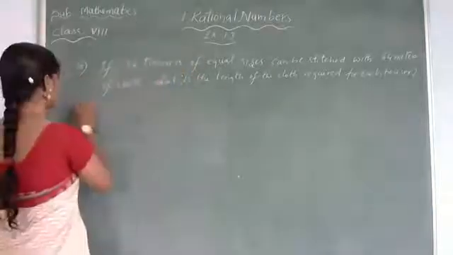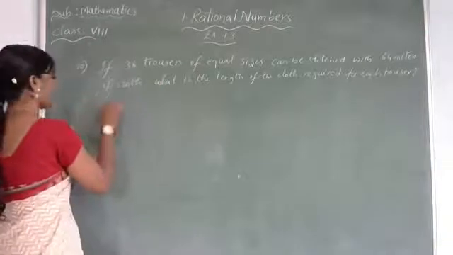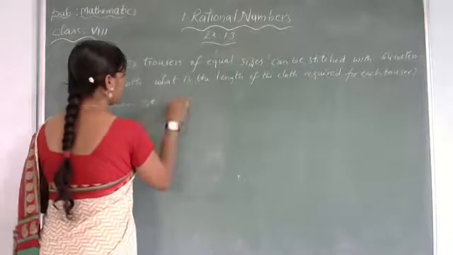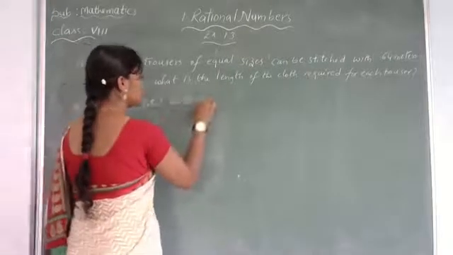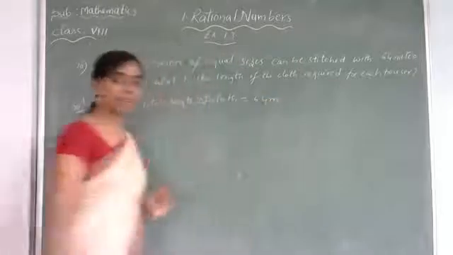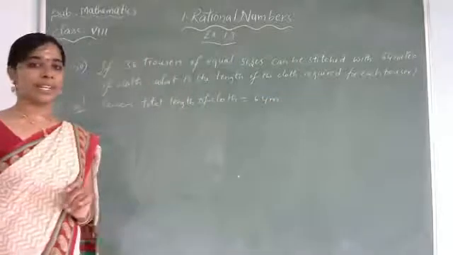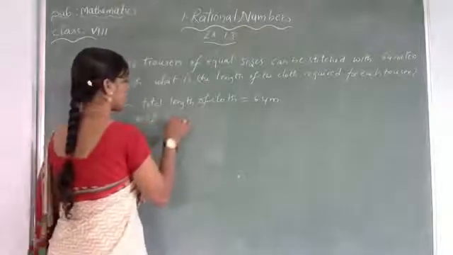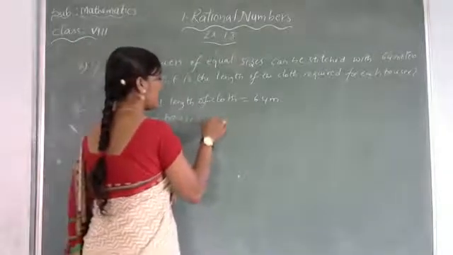So see children, first we will write the given content. Given, total length of the cloth is 64 meters, children. Total length of the cloth is 64 meters. So number of trousers prepared, stitched.